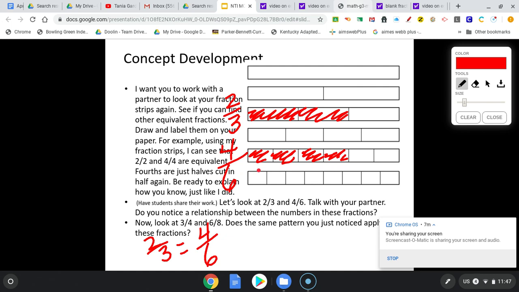Very good. If I doubled 2, I would get 4. If I doubled 3, I would get 6. So that is one way we can look at it. If we double the numerator and the denominator, we can get an equivalent fraction.